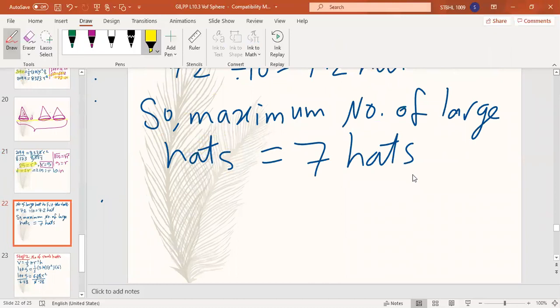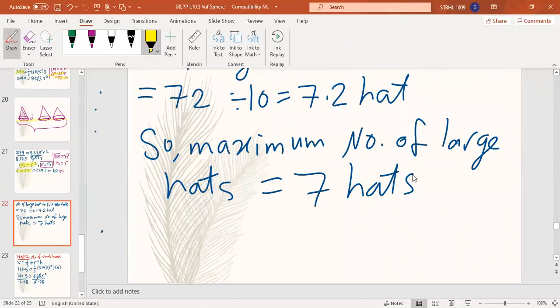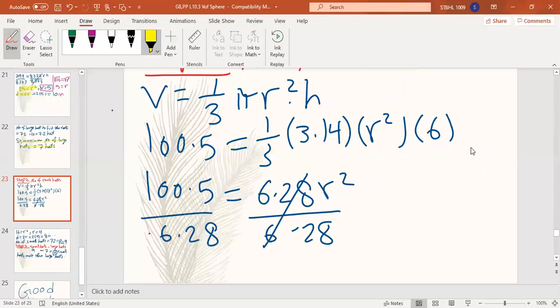And do we have a decimal of a hat? Can we find 0.2 hat? No, teacher. That's why we will cancel. It's not rounding. It's a real life hat. So the maximum number of large hats equals 7 hats. And we need to find also the number of small hats. We will follow the same steps.